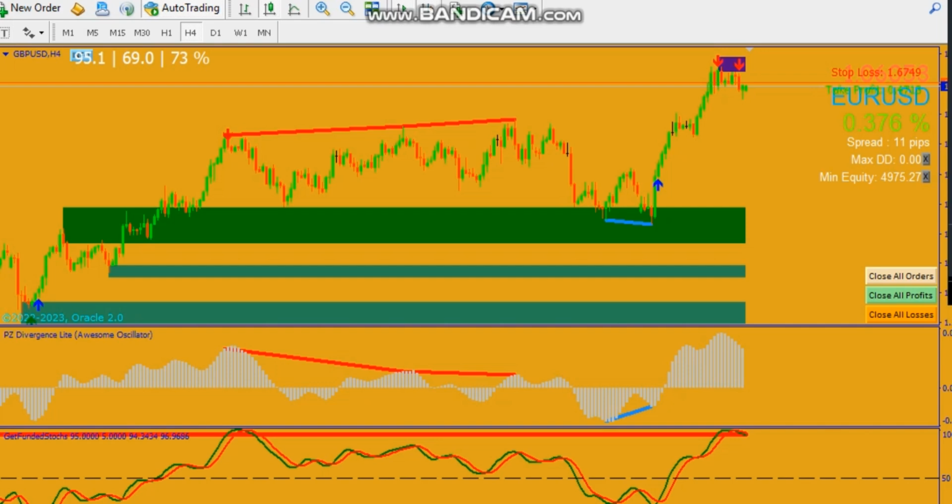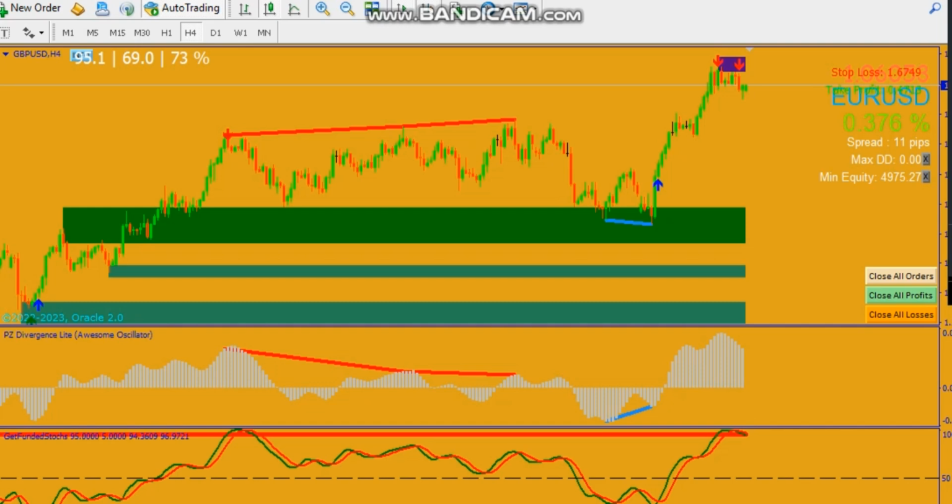Probably into the zone. Sorry guys, this app is misbehaving. Into this zone right here. Yes, this zone right here. And maybe finally into the zone right here. So, but whatever the case is, the trading system works well.